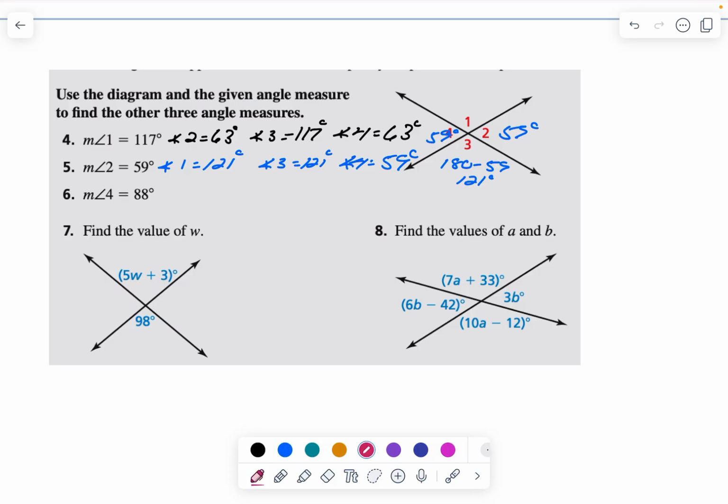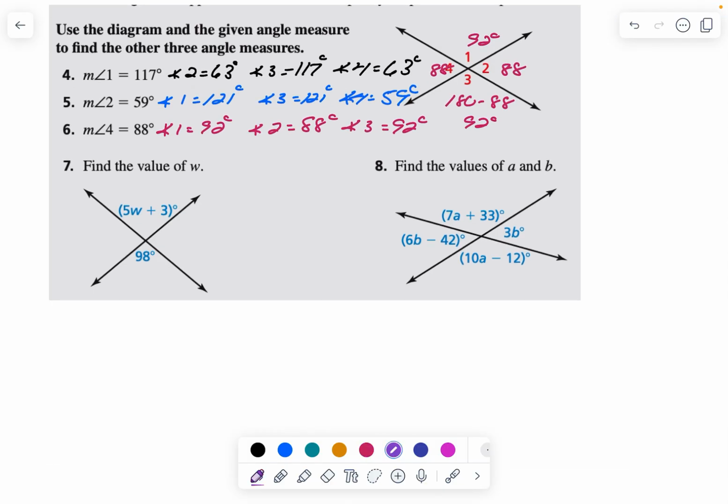Finally, we have angle 4 equals 88. So this is 88, which means this is 88. So angle 1, angle 2, angle 3. So angle 2 is 88 degrees, and angle 3 is going to be 180 minus 88, or 92 degrees. So that's also going to be 92. So angle 1 is 92, angle 3 is 92.